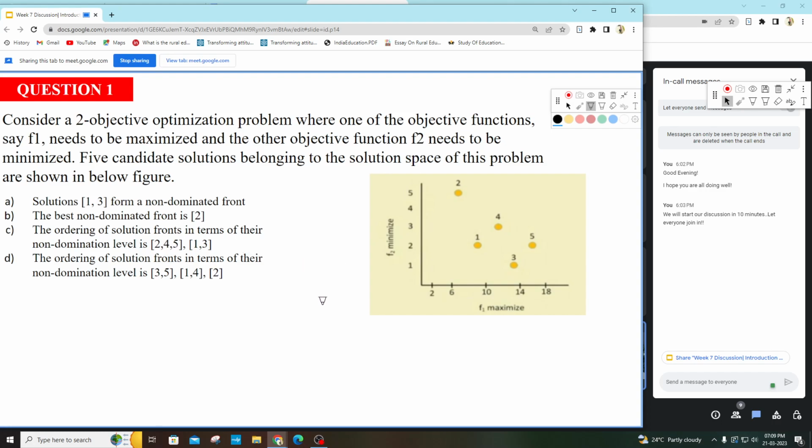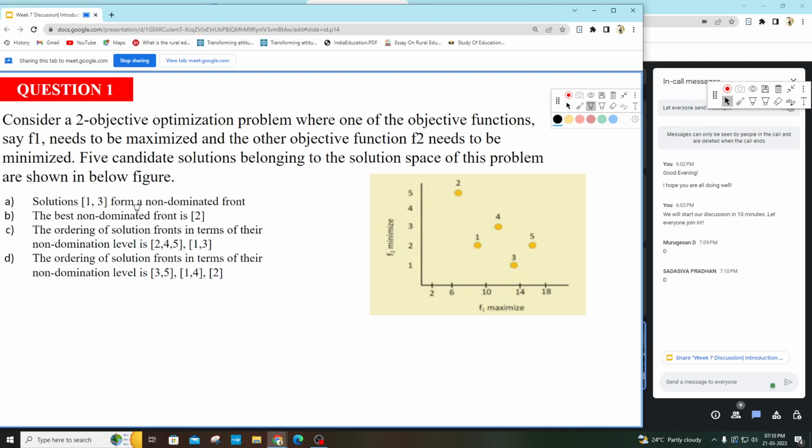Any guesses? You can write in the chat box. Any guesses? A, B, C or D? Okay, Murugeshan is telling D. Yeah, Sadasiva Pradhan is also telling D. Okay, so let me tell you the solution.